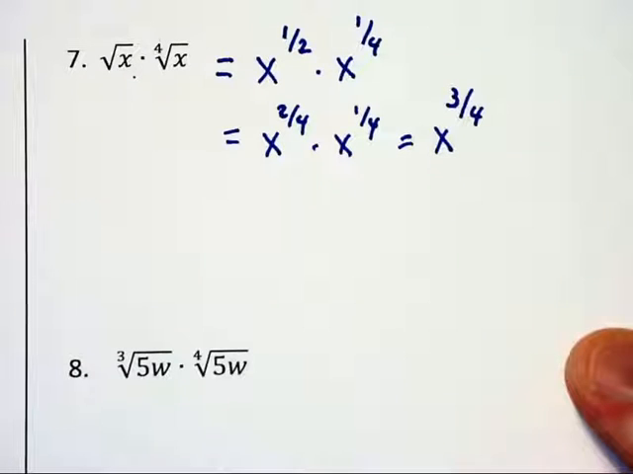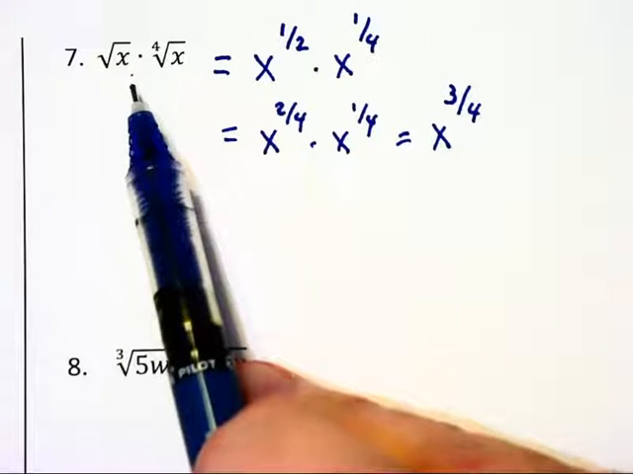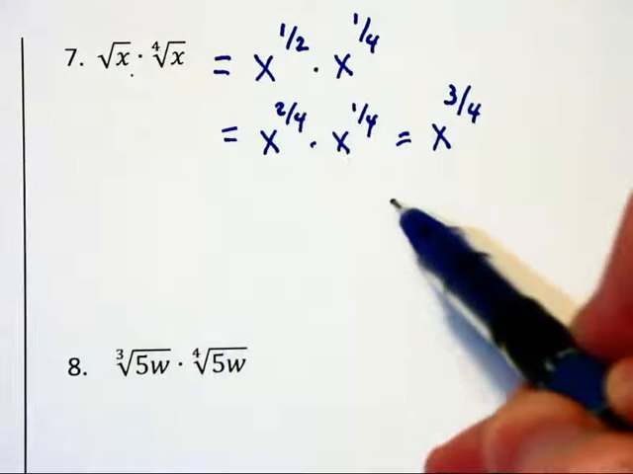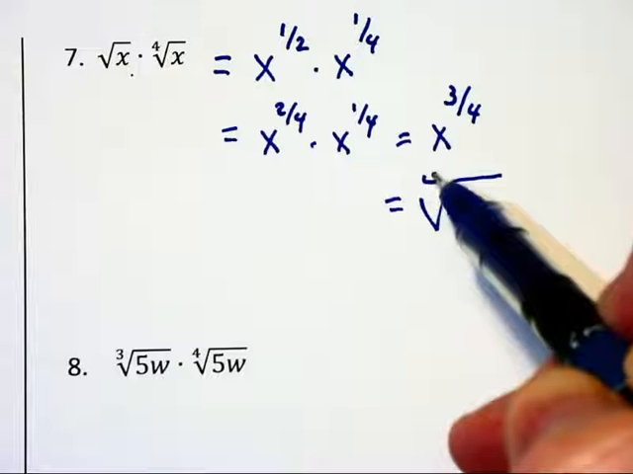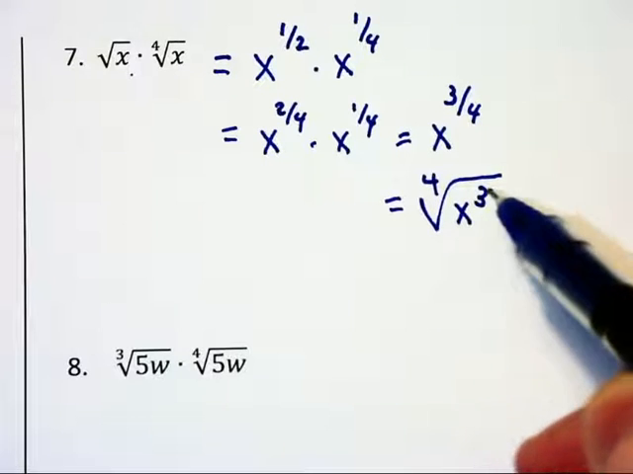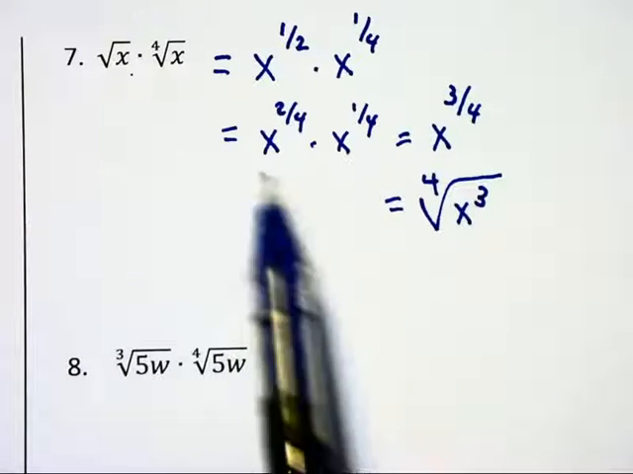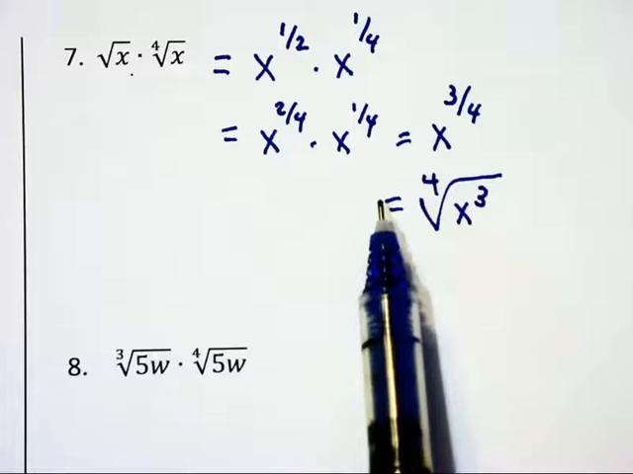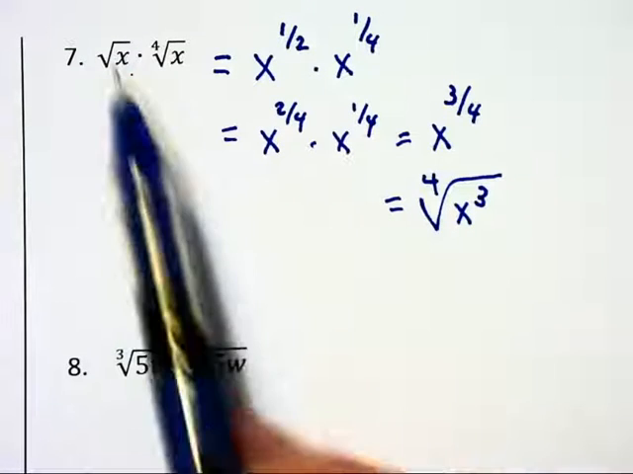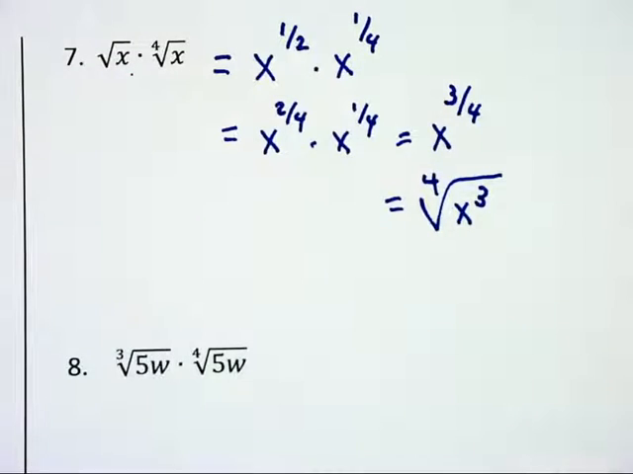Now, there's kind of a common understanding here that when you start with radicals, your answer should finish with radicals. So we should write this as the fourth root of x cubed. If we started with fractional exponents, we'd finish with fractional exponents. It's just kind of, the answer should match the form that our problem is given to us in.